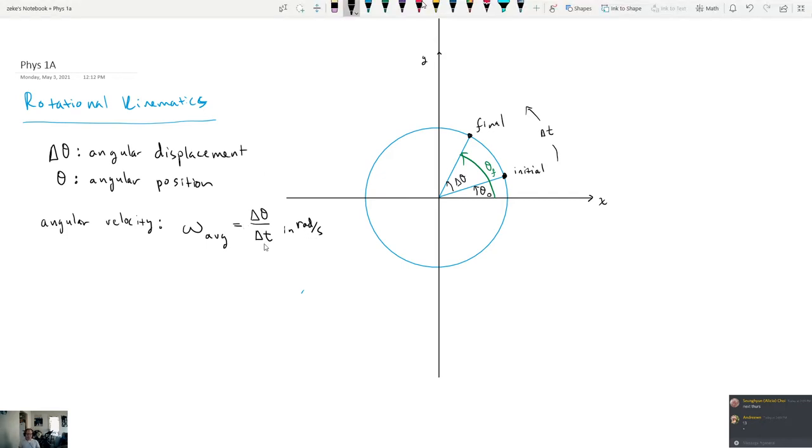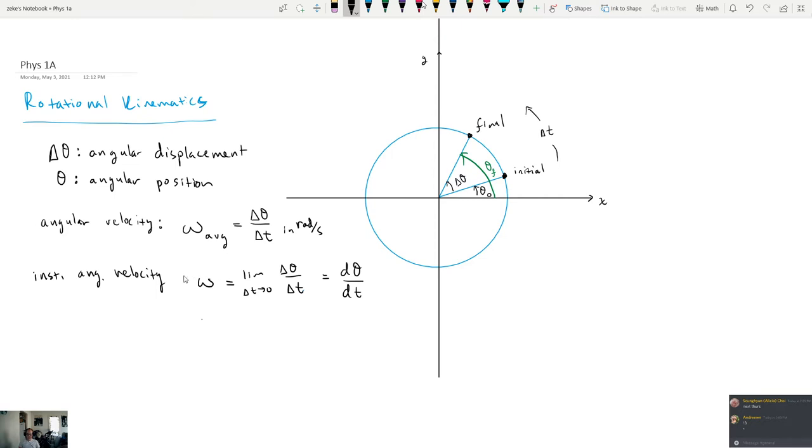In radians per second. And then we can do the same thing that we did early on, and we can define instantaneous angular velocity as omega, and this is going to be the limit as delta t goes to zero of delta theta over delta t. And that will then be equal to the derivative of the angle with respect to time, or the rate of change of the angular position with respect to time.